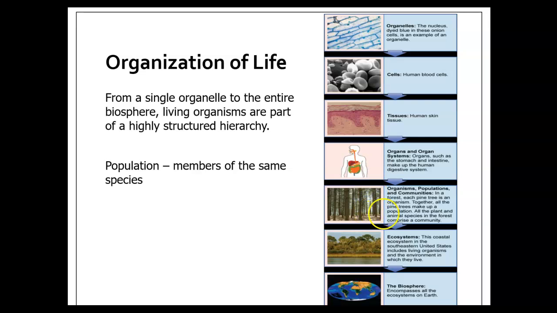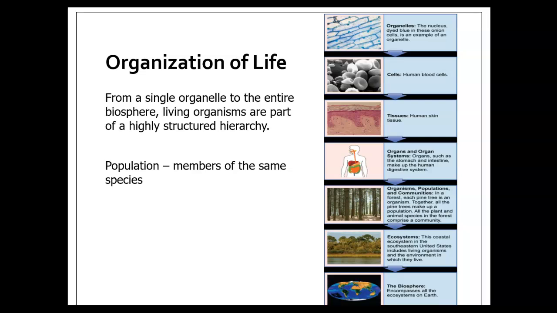Now, after that, we have the organism. So an organism can be multicellular. In that case, it would be composed of many cells and possibly tissues, organs, and organ systems. But if we have groups of organisms of the same species, we call those populations. And then different populations of organisms living together are called communities. So, for example, in this forest, all the pine trees make up a population of pine trees, if they're all the same species of pine trees.